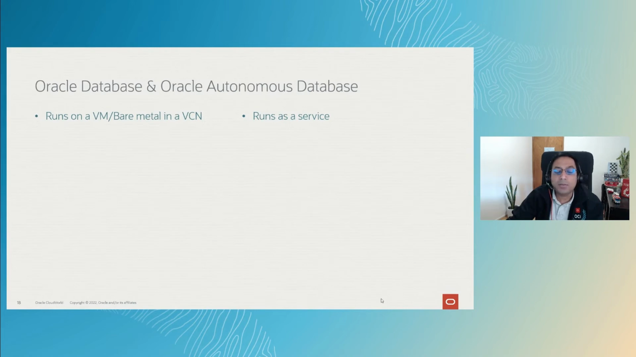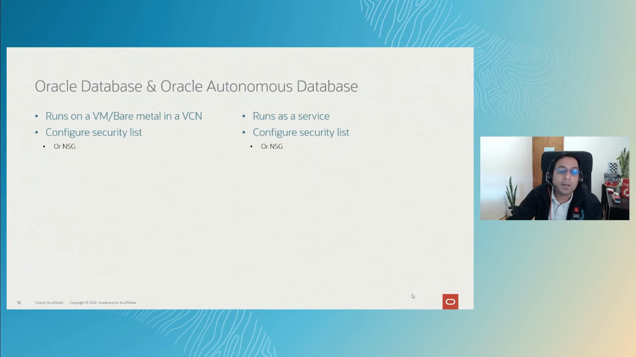Let's look at how, first of all, they run and how we can eventually access them in the context of OKE. The Oracle Database Service runs on a VM or bare metal inside a VCN, which means that as long as you have connectivity, you have direct access to the VM or the server running the database. Whereas the autonomous database runs as a service. You don't have VM or SSH access to where the database is running.